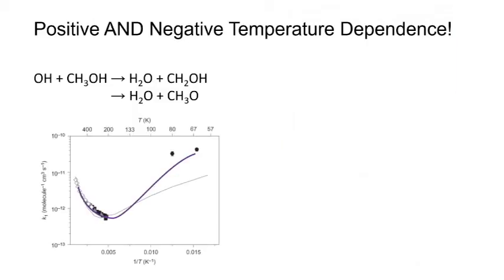So my colleague, Professor Dwayne Heard, has studied this reaction here at Leeds, and it's a very interesting reaction, this reaction between the OH radical and methanol. At high temperatures, we have a positive, if you like, normal Arrhenius temperature dependence, implying we go over a barrier. But at low temperatures, the rate increases. Okay? So what's happening here?